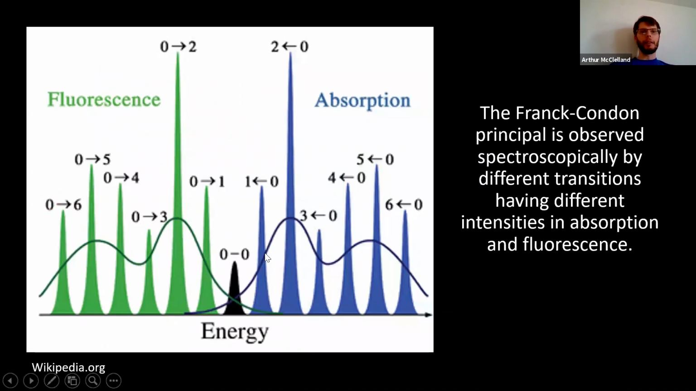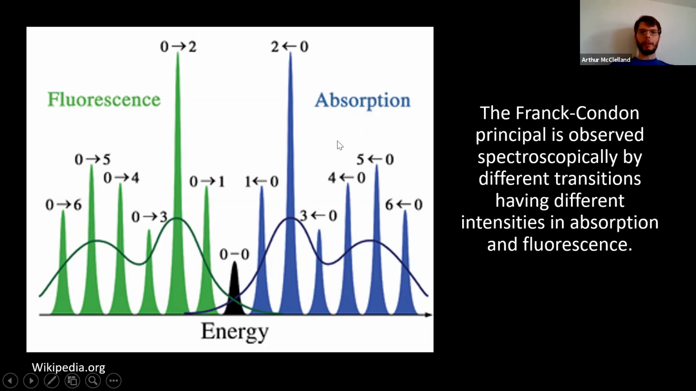So if we look at the absorption, for this example, we get a much higher probability of the 0 to 2 transition rather than the 0 to 1 or 0 to 3. And these probabilities are just based on the overlap between the wave functions. How much do the two wave functions overlap?